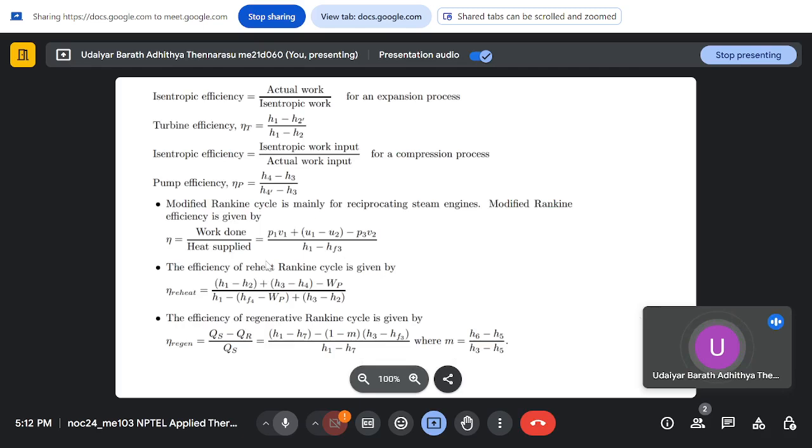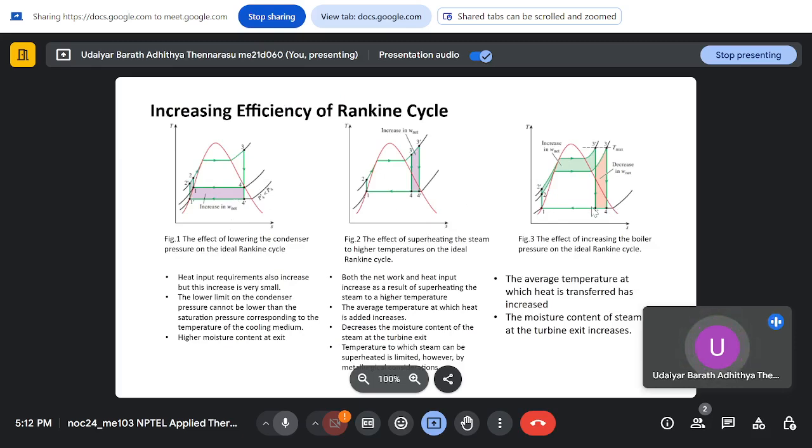Then the efficiency of a reheat Rankine cycle is given by, but before going there, we will see the variations in the Rankine cycle, that is, how to improve the efficiency of the Rankine cycle.